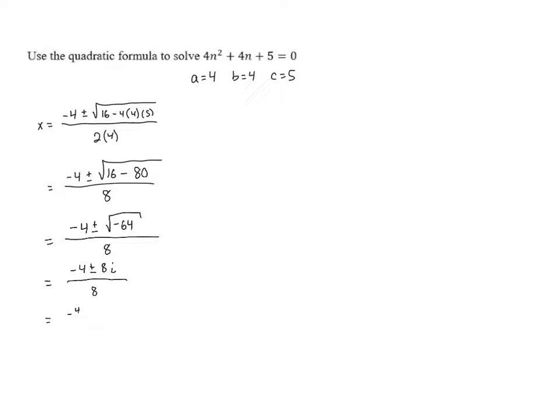We can split this up into two fractions so that we can do some simplifying. And then when we do the simplifying, negative 4/8 becomes negative 1/2. And then plus or minus 8 over 8 is 1, and 1i is i. So we end up with negative 1/2 plus or minus i. And that's our final answer.